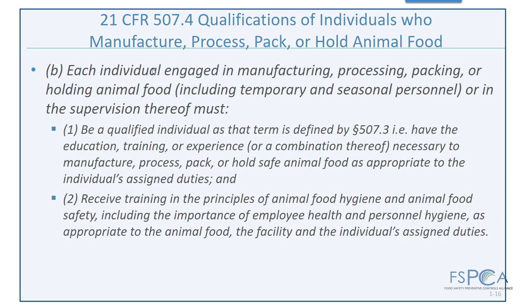So beyond the management and the owner, operator, agent in charge, we have a lot of other people involved in the manufacturing, processing, packing, and holding of animal food. And all of those people need to be qualified to do their jobs as well. These people all need to be what we consider a qualified individual under this rule. And we'll see a definition for a qualified individual in just a second.